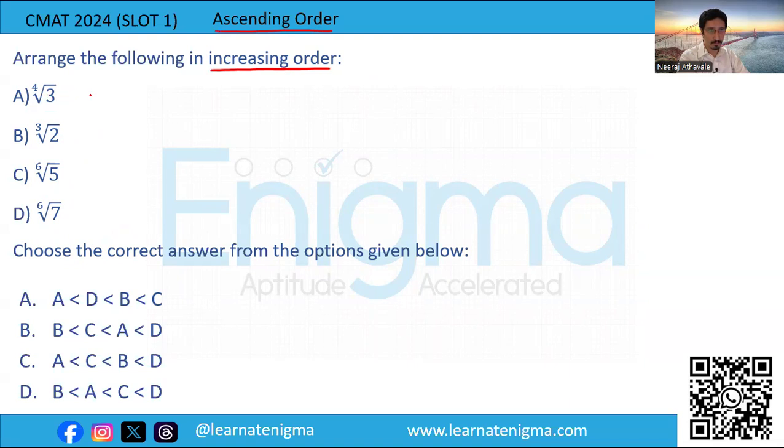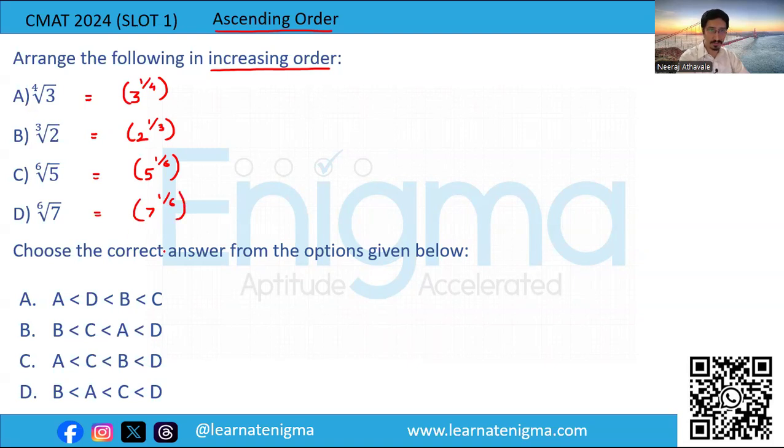So first, let's convert it into indices. Fourth root of 3, we can write it down as 3 raised to 1 by 4. This gets converted to 2 raised to 1 by 3. This gets converted to 5 raised to 1 by 6. And this gets converted to 7 raised to 1 by 6.